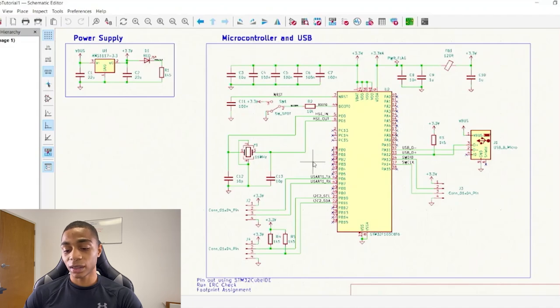So if we take a look here, our VDDA, as far as power source or power input, is separated from our VDD. And that's because our VDDA, or the power to our analog components, is more susceptible and more sensitive to noise.